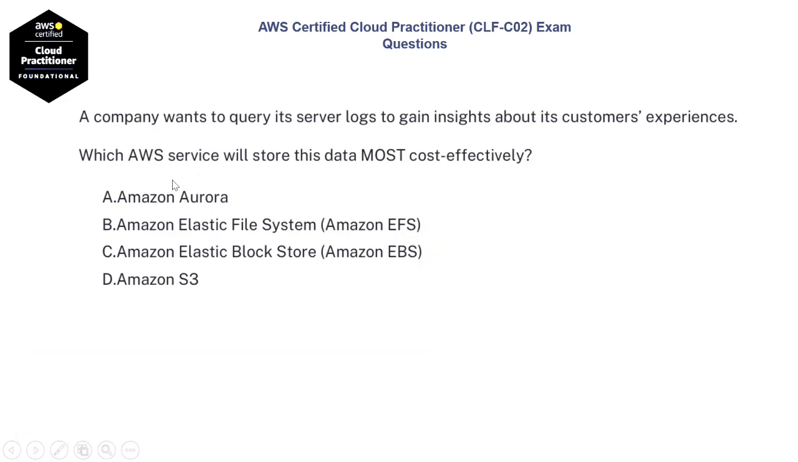Next question. A company wants to query its server logs to gain insights about its customer experiences. Which AWS service will store this data most cost effectively? The options are option A, Amazon Aurora. Option B, Amazon Elastic File System. Option C, Amazon Elastic Block Store. Option D, Amazon S3. The correct answer is option D, Amazon S3.